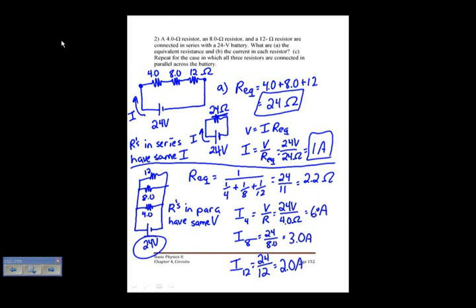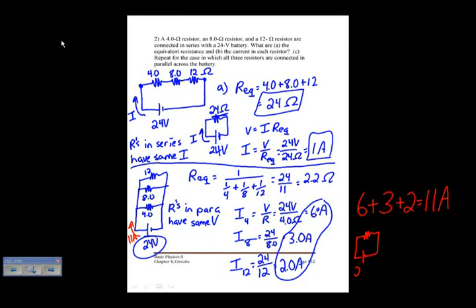Now the question didn't ask this, but notice that if you add up those three currents, that's 6 plus 3 plus 2, which is equal to 11 amps. So that means that the current that is coming here is 11 amps. Now further, we can see that if we draw our equivalent circuit, and this wasn't asked in the question, but just to show you, if this is 24 volts and this is 2.2 ohms, the current coming through here, I, is equal to V over R. That's 24 over 2.2, which is equal to 11 amps.